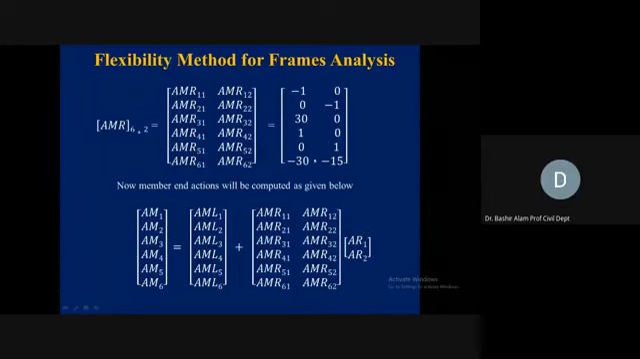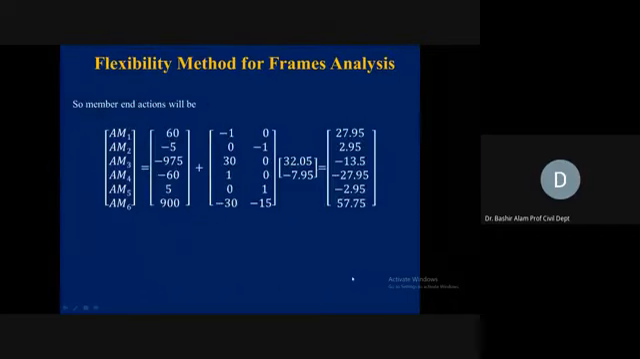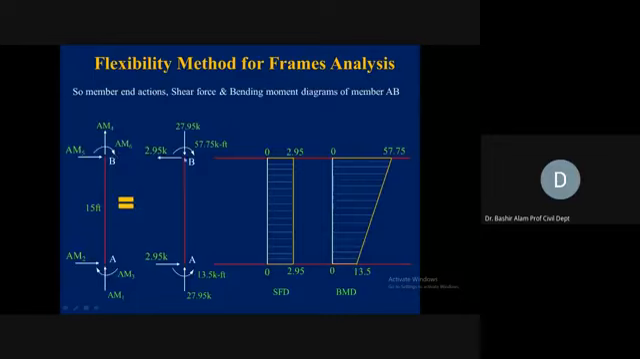Now next we write this equation now. AML values are also with you, AMR values are also with you, AR values are also with you, so you can find out all the member end actions. You see these with the original signs, these are all your member end actions. After this we come and we write this on the member.